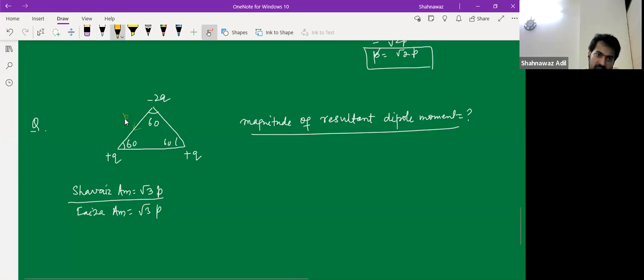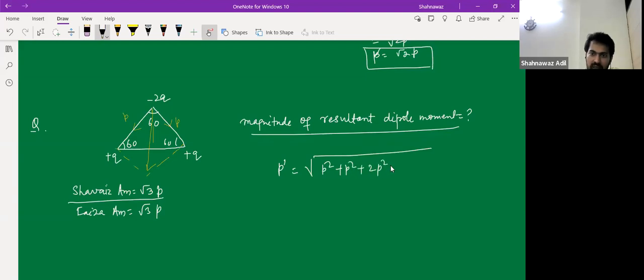This is P, right? This is P. So the resultant would be something like this. P prime would be the root of P squared plus P squared plus 2 P squared cos of 60. So cos 60 is half, this cancels, and we get 3 P squared. Good, guys.